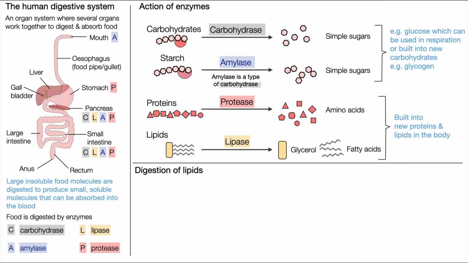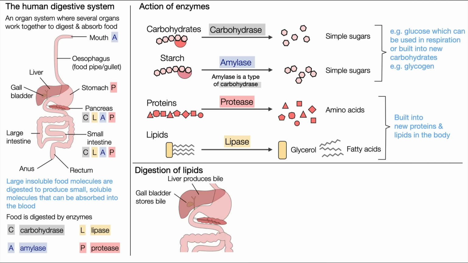The digestion of lipids. We just need to look at this part of the digestive system. We have the liver, as we talked about before, but the liver produces bile, and this structure called the gallbladder stores bile. Bile passes into the small intestine to help digest lipids.